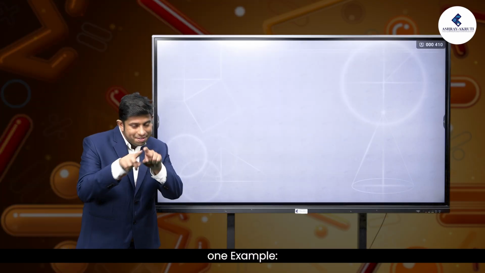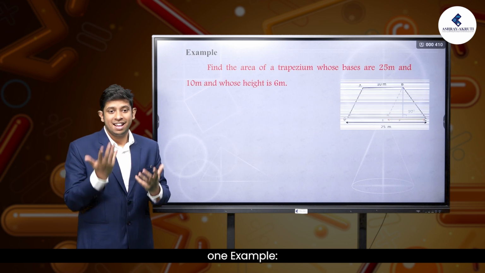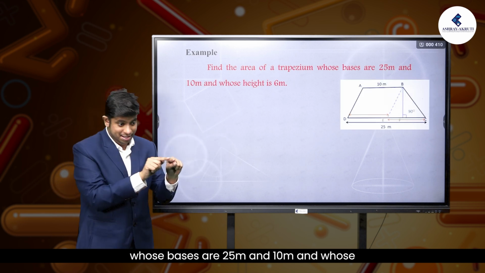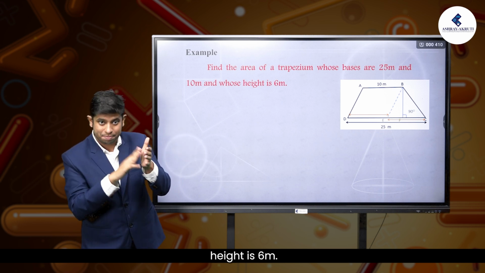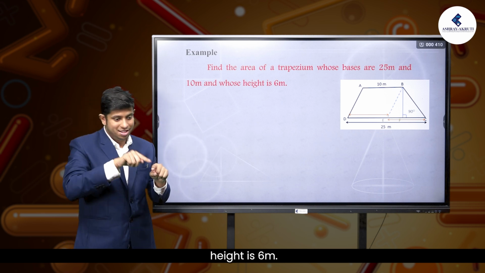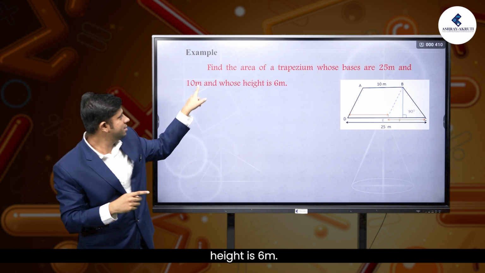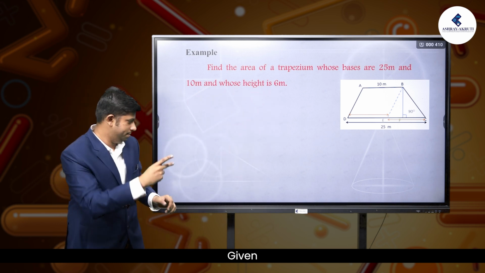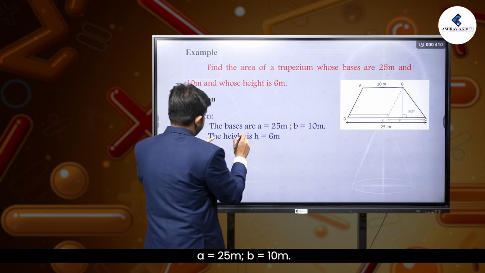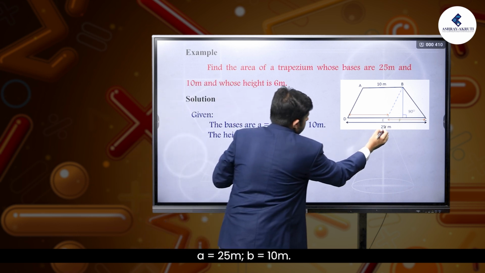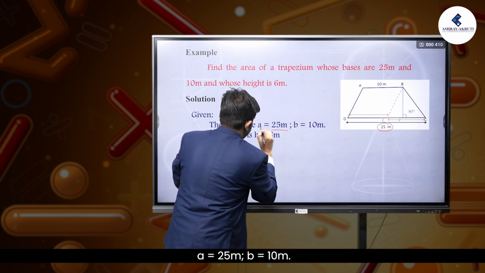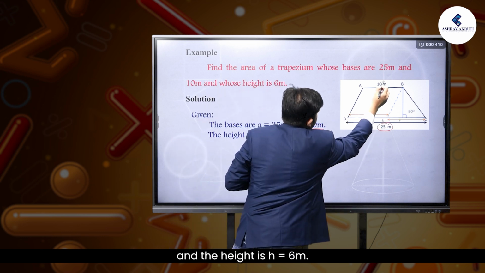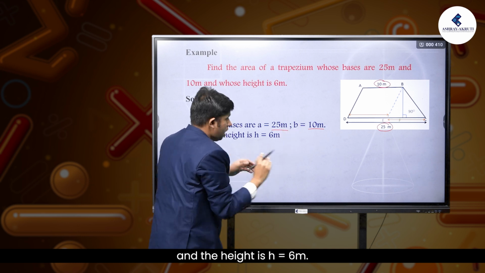Let us see one example. Find the area of a trapezium whose bases are 25 meter and 10 meter and whose height is 6 meter. Solution. Given the bases are a is equal to 25 meter, b is equal to 10 meter and the height h is equal to 6 meter.